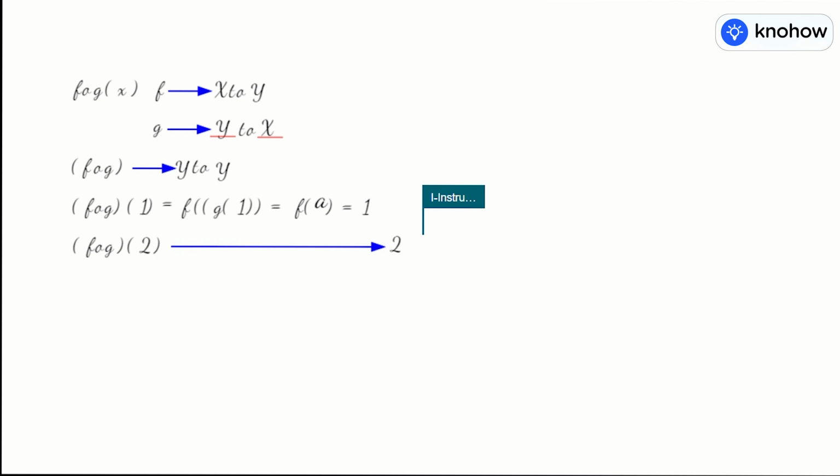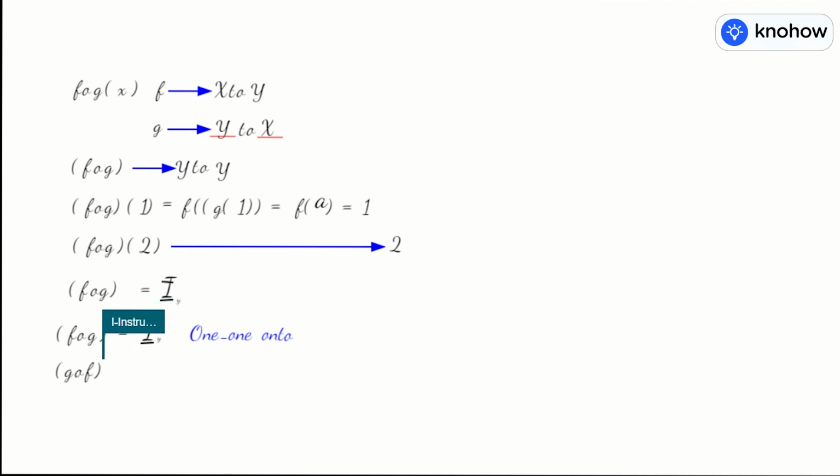Instead of x, if I use the symbol y, FOG of y is Iy. That means FOG gives you the identity function on set y, and this is also one-one onto. And in such a case, I repeat, if FOG is Iy and GOF is Ix, both of them identity functions on sets x and y, then we say that the function f is invertible, and in that case g is defined as f inverse.